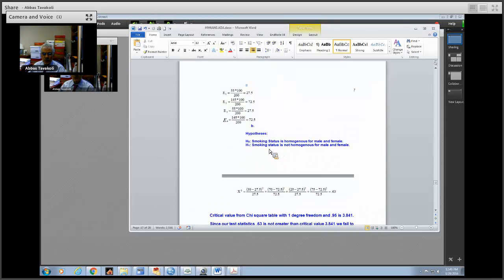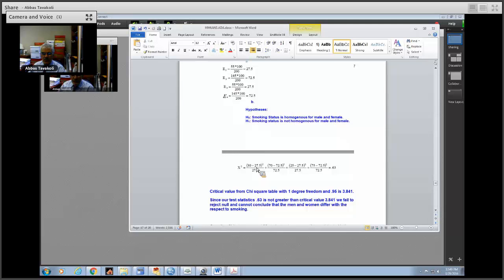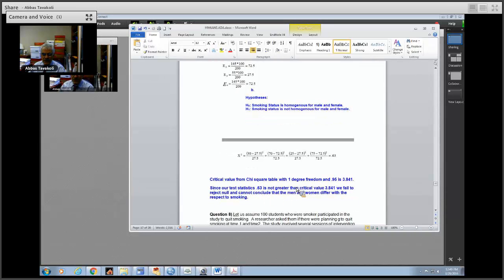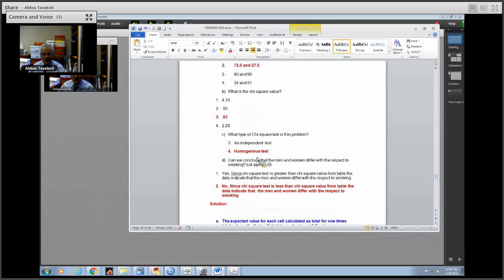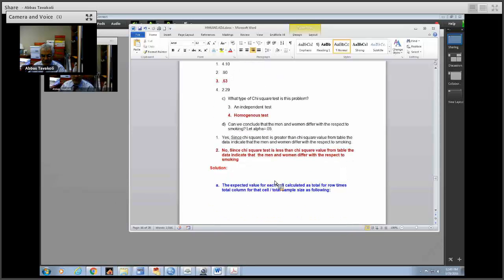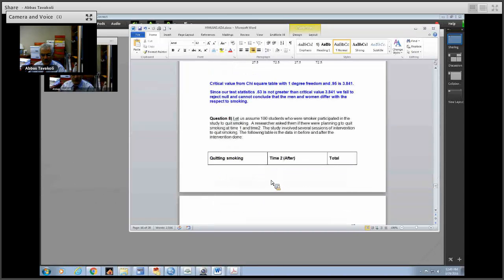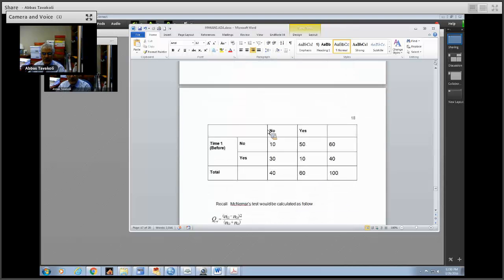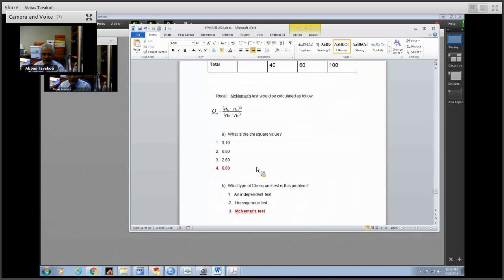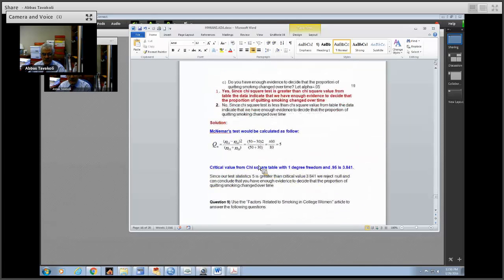The next question, you have two populations, male and female, and you wanted to see whether anyone smokes or not. Again, the expected values for cells 2 and 3, calculated the same way, are 72.5 and 27.5. Your hypothesis now is homogeneity for male and female smoking status because we are looking at two populations. When you calculate observed minus expected squared divided by expected for each cell, you get 0.63. This value is not greater than 3.841, your critical value. We fail to reject. So the correct answer is 72.25, 0.63, a homogeneity test, and no, because your chi-square is less than the chi-square value from the table.